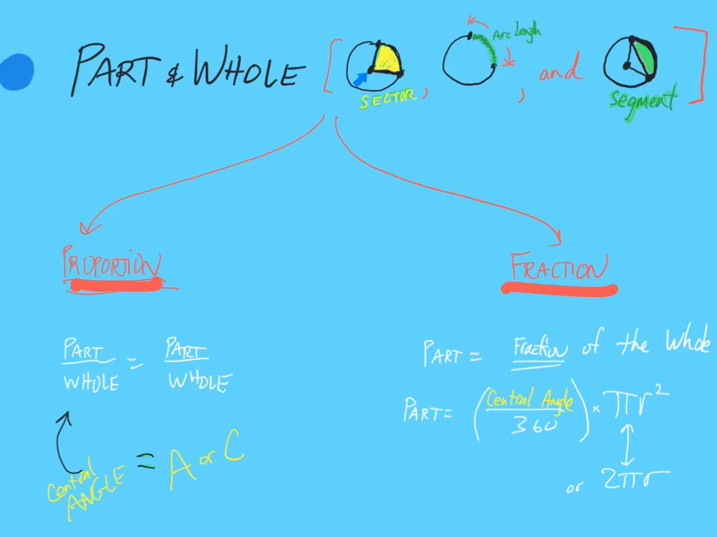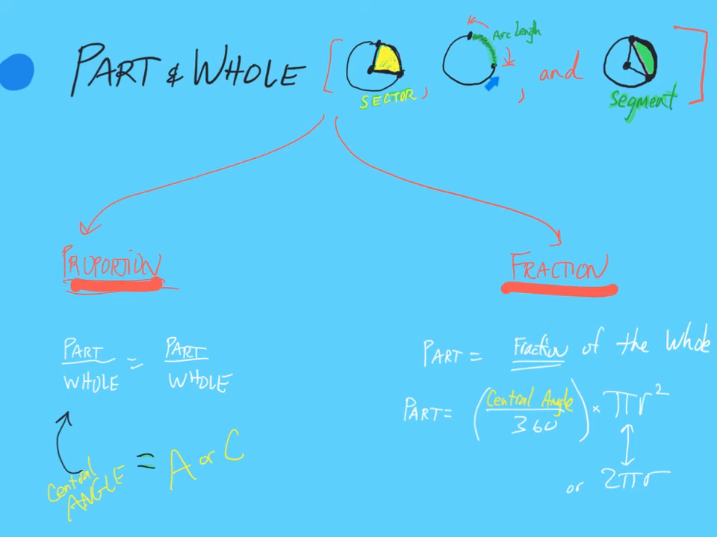Maybe you don't like proportions. Maybe you just like fractions. So the part, let's talk about this yellow part, will be a fraction of the whole pi r squared area. What's the fraction that this yellow part is of the whole circle? Well, it will be the fraction of central angle divided by 360. For example, if that were 90 degrees, then 90 divided by 360 is 1/4.